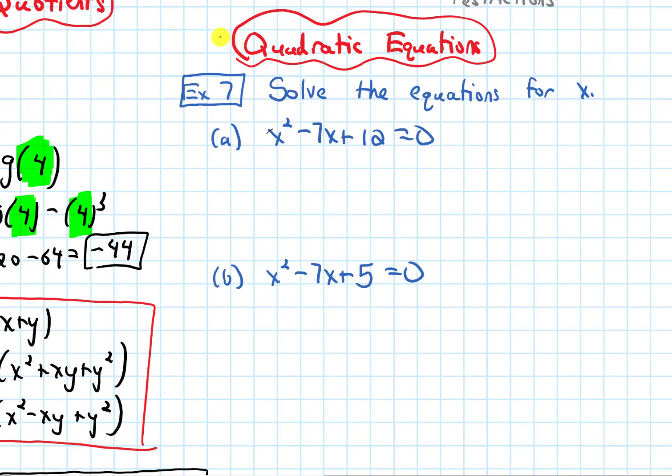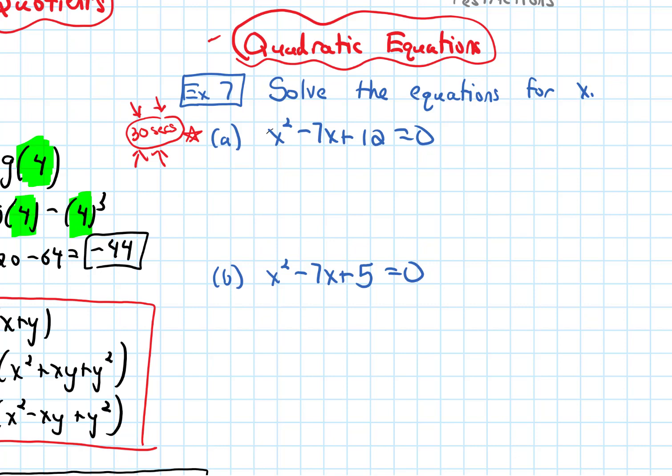In this video, we are going to review how to solve quadratic equations, and I want to look at an example. Part A wants me to solve x squared minus 7x plus 12 equals 0. So I want to give you a chance to try this first. Pause the video for a quick 30 seconds and see if you can solve this.